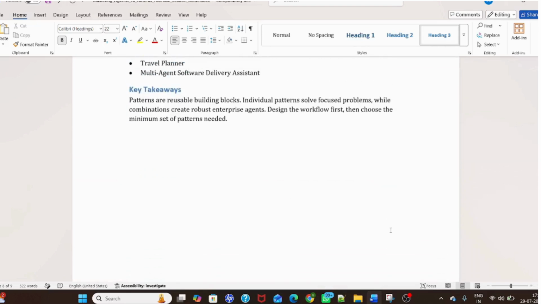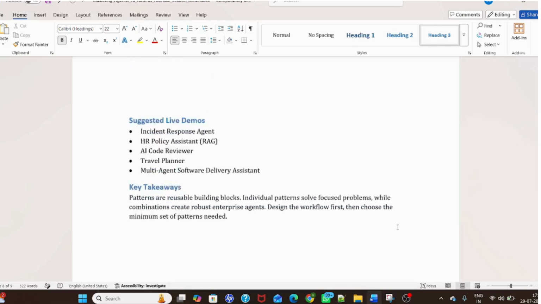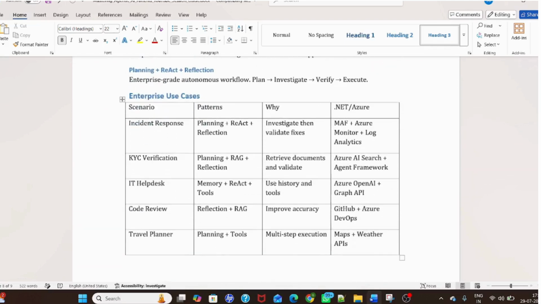So the key takeaway is that the patterns are usable building blocks. Individual patterns solve focused problems. We can combine them, do a permutation and combination of these three patterns. The three patterns are ReAct pattern, reflection pattern, and planning pattern. But along with that, you can add RAG and tool so that you can achieve particular use cases.